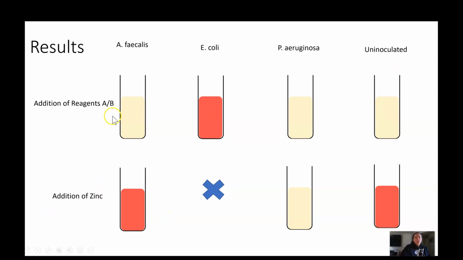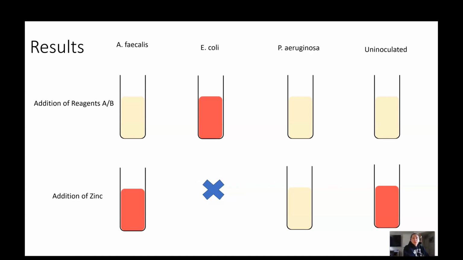So if we were to add reagent A and B to these four tubes, we would get a red result with E. coli, and the three other tubes would remain negative. And if we added zinc, we would get a red color develop in the Alkaligenes faecalis and in our uninoculated control, but our Pseudomonas aeruginosa would remain clear. So remember, we don't have to add the zinc to the E. coli because we already have our positive result from that.